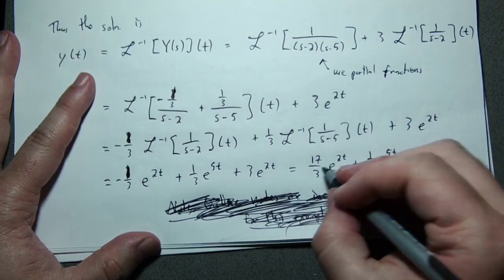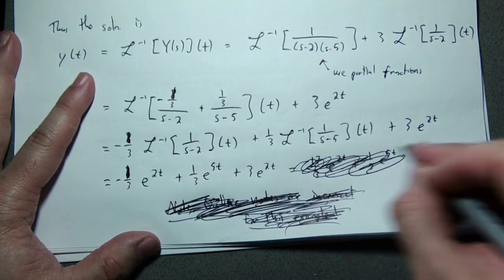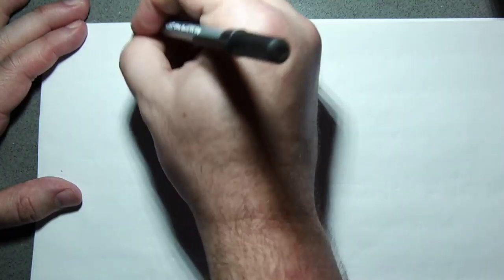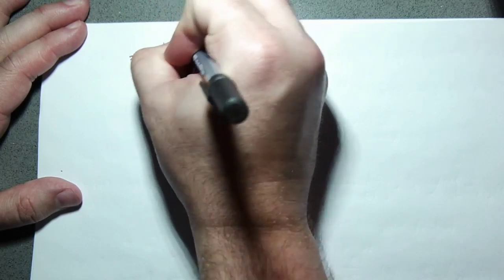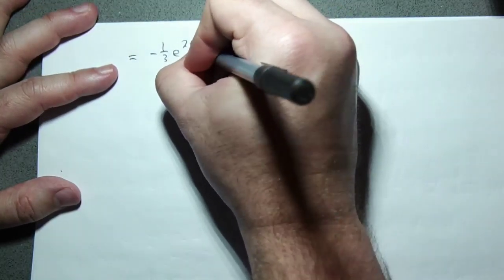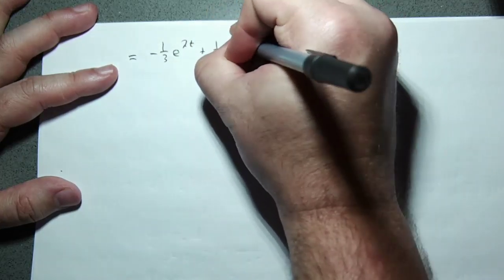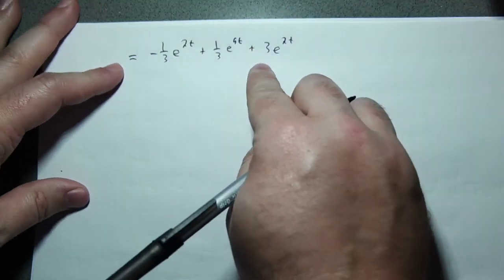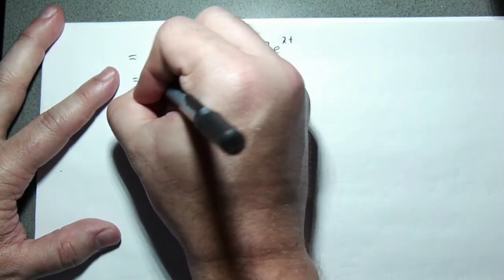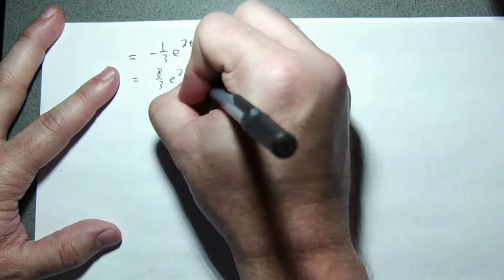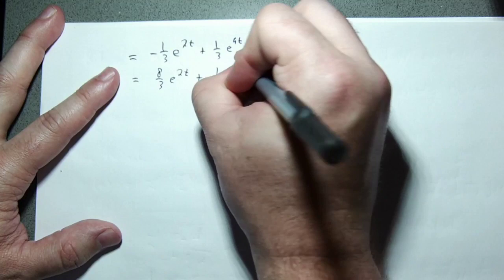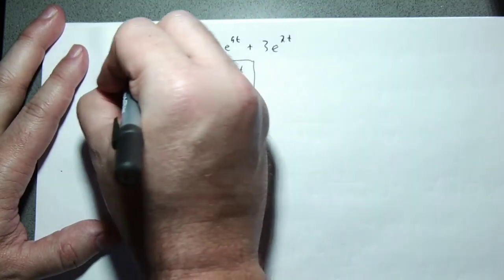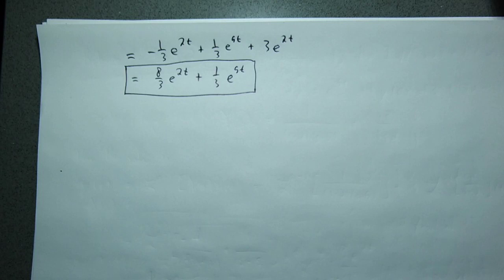Okay. So what results from this is the following. This is equal to minus 1/3 e to the 2t plus 1/3 e to the 5t plus 3e to the 2t. 3 is 9/3, so this becomes an 8/3 e to the 2t plus 1/3 e to the 5t. So there we go. Now we're right.